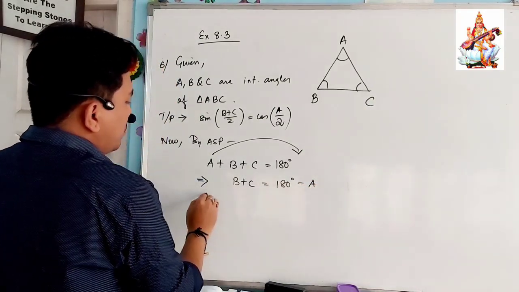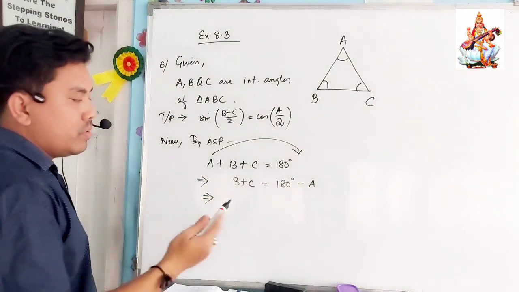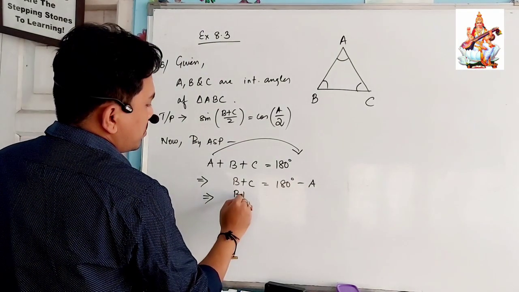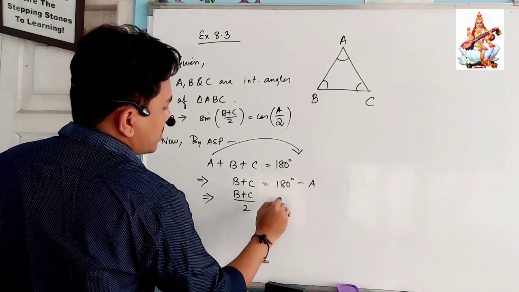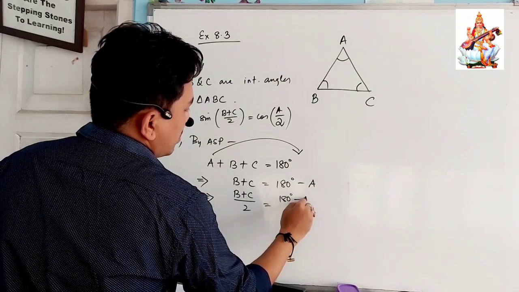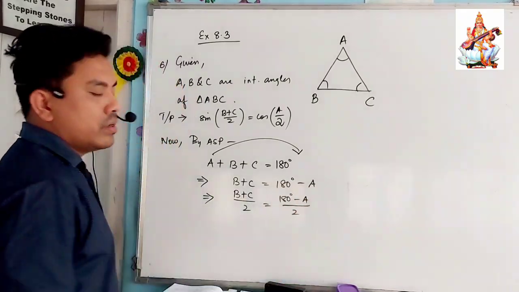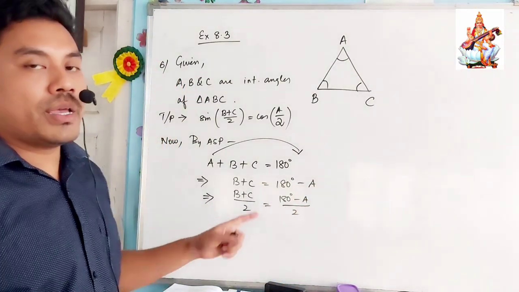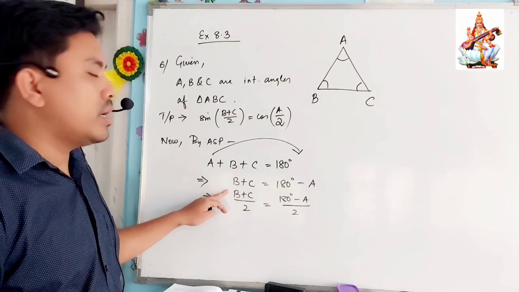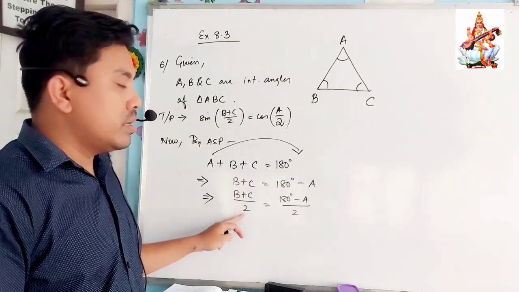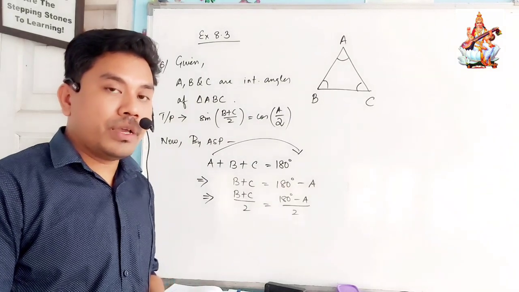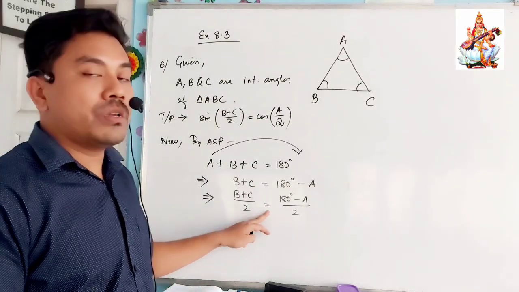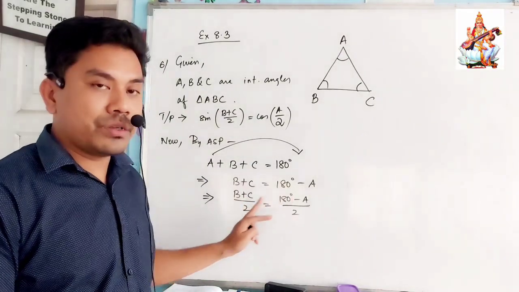So now we'll divide both sides by 2. B plus C by 2, and on the other side also, 180 minus A by 2. Why have I divided on both sides? If you divide the left hand side by 2, the right hand side also has to be divided by 2, because we have an equal sign in between. It is an equation.